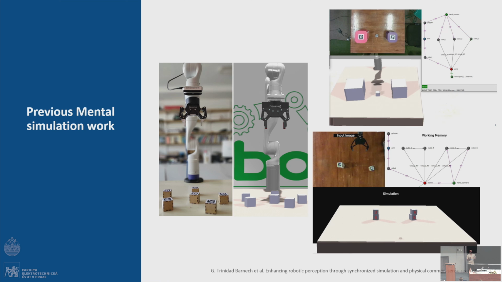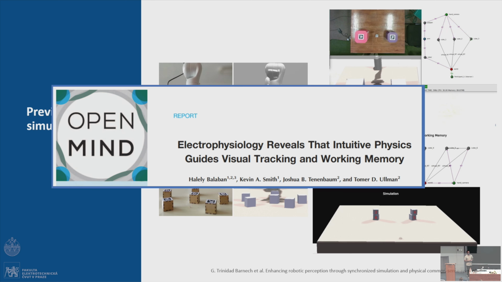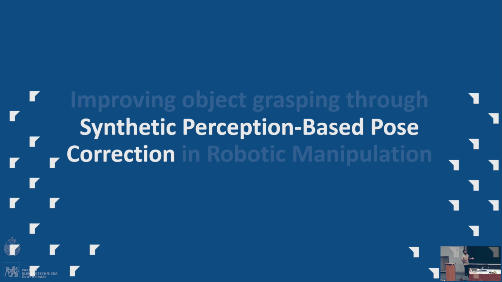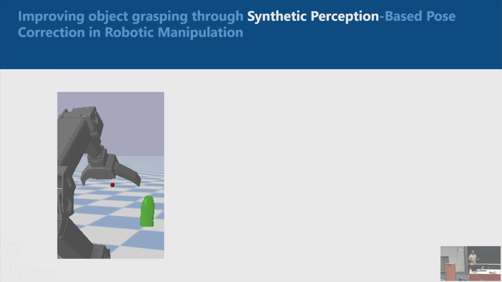We've been playing around with this tension between perception and simulation, and when you choose one or the other. But recently, there have been some studies that say that mental simulation, or in this case intuitive physics, also guides some other processes. In our case, we're interested in the evidence about visual tracking. So now, I'm going to talk about synthetic perception and what we mean by that.